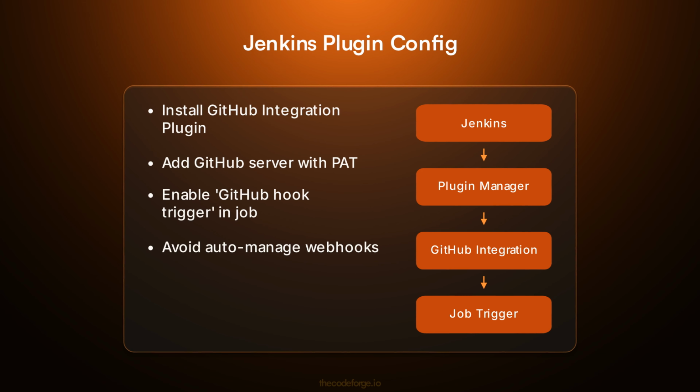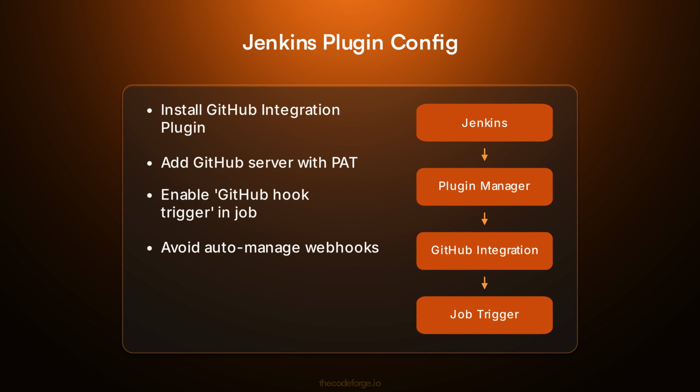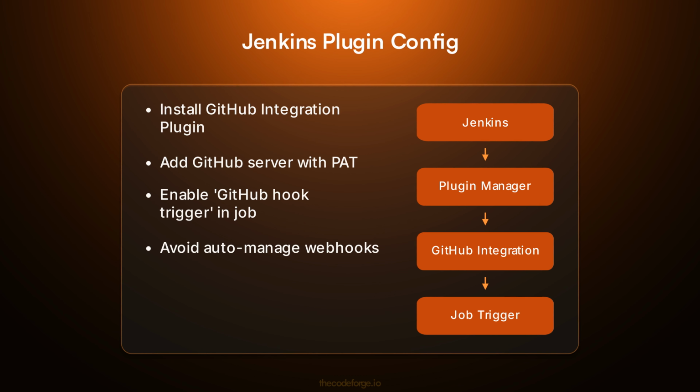After installing the plugin, configure it under Manage Jenkins, Configure System. Add a GitHub server with a personal access token. In your job configuration, under Build Triggers, enable GitHub hook trigger for GITScm polling. Avoid letting Jenkins auto-manage webhooks in production.